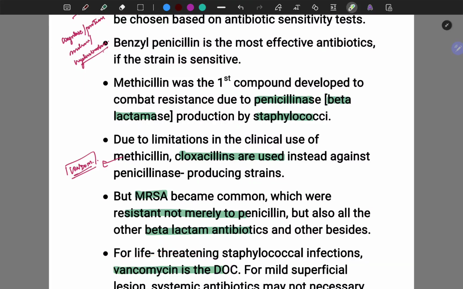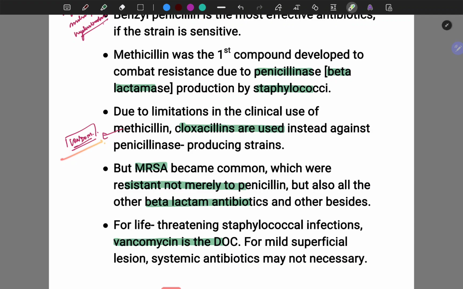So beyond methicillin, what are all the other drugs that are used? Just remember this mnemonic. For MRSA, we can go with drugs like condom.